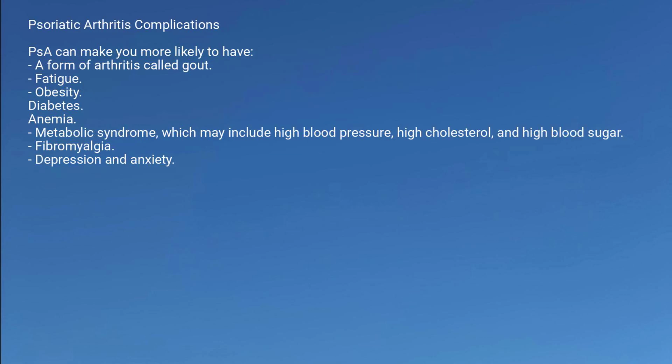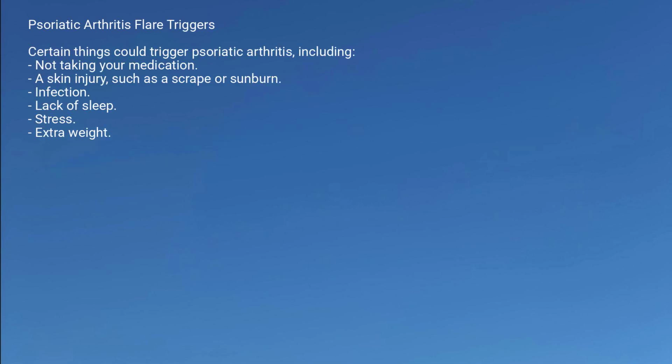Psoriatic arthritis complications. PsA can make you more likely to have a form of arthritis called gout, fatigue, obesity, diabetes, anemia, metabolic syndrome, which may include high blood pressure, high cholesterol, and high blood sugar, fibromyalgia, depression and anxiety. Psoriatic arthritis flare triggers. Certain things could trigger psoriatic arthritis, including not taking your medication, a skin injury, such as a scrape or sunburn, infection, lack of sleep, stress, extra weight.